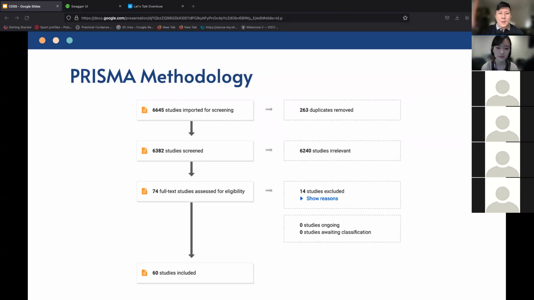So we then imported all the papers, which was 6,645 studies, into Covidence, a systematic review online tool. There we performed title and abstract screening for all the papers, which resulted in 74 manuscripts that were relevant. Within these papers, 60 studies were included, and we've started some preliminary results.